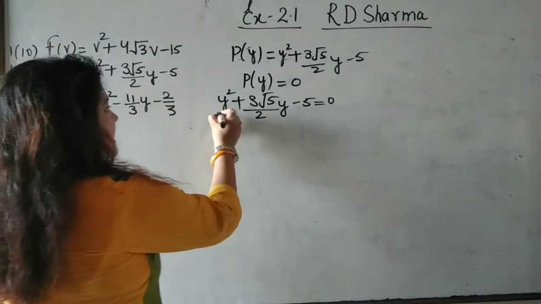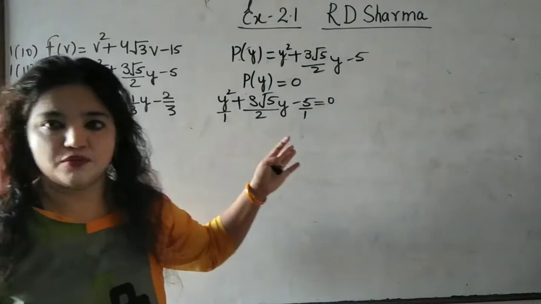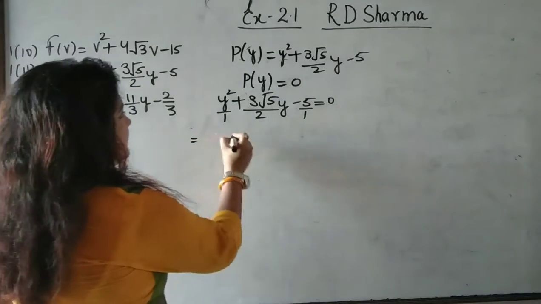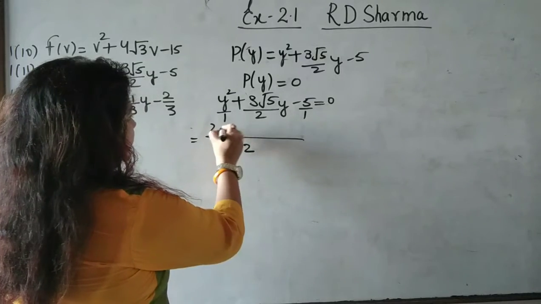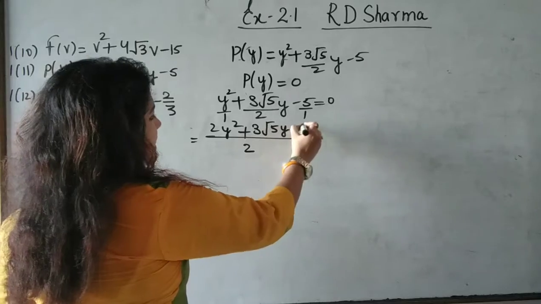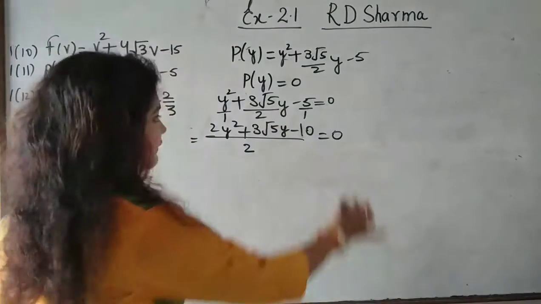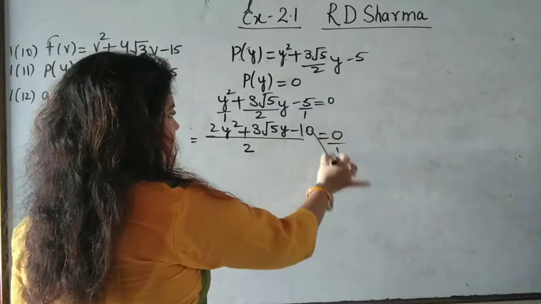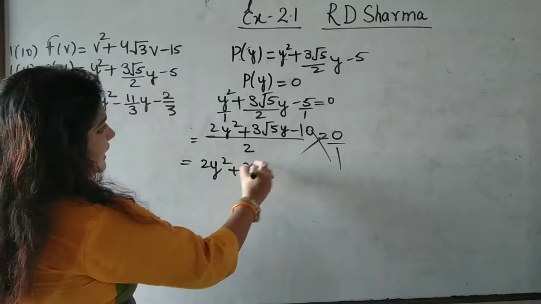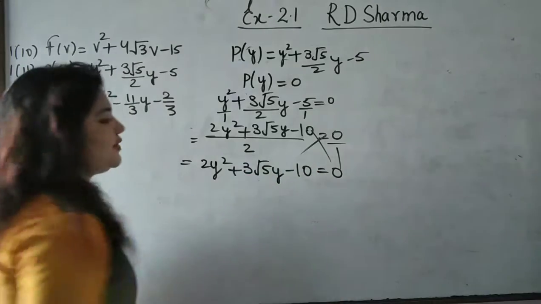Okay, let's take the LCM here, because we have the terms in fraction form. So we will take the LCM. Now here it will be 2y square plus 3 under root 5y minus 10 is equal to 0. Am I right? Now what we will do? We will do the cross multiplication. So what we will get? 2y square plus 3 under root 5y minus 10 is equal to 0.